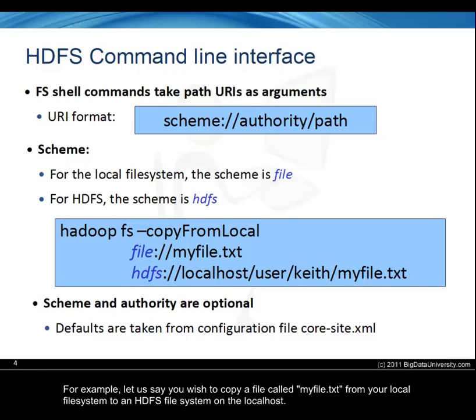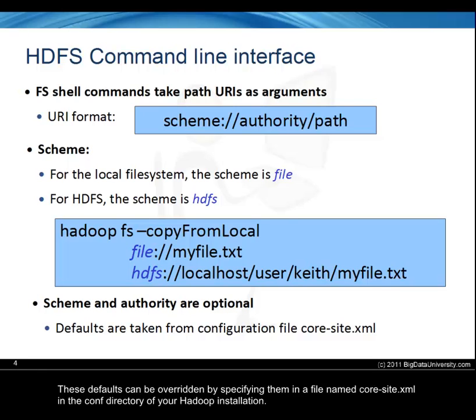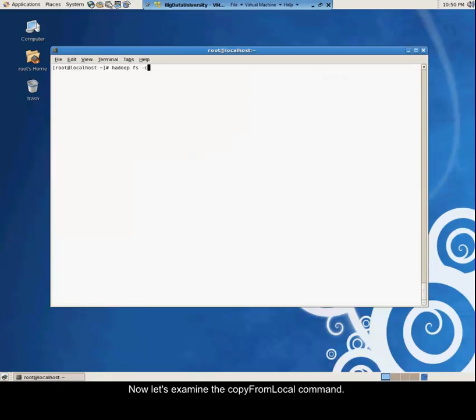For example, let us say you wish to copy a file called myfile.txt from your local file system to an HDFS file system on the local host. You can do this by issuing the command shown. The copyFromLocal command takes a URI for the source and a URI for the destination. The scheme and the authority do not always need to be specified. Instead, you may rely on their default values. These defaults can be overridden by specifying them in a file named core-site.xml in the conf directory of your Hadoop installation. Now let's examine the copyFromLocal command.